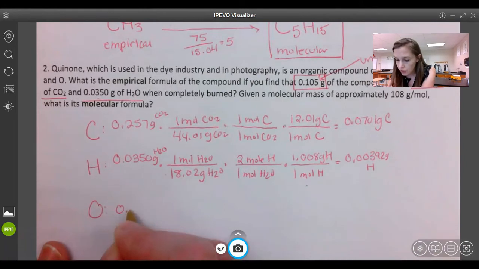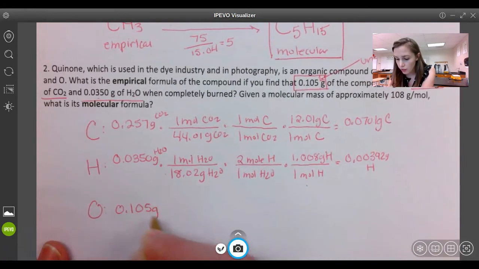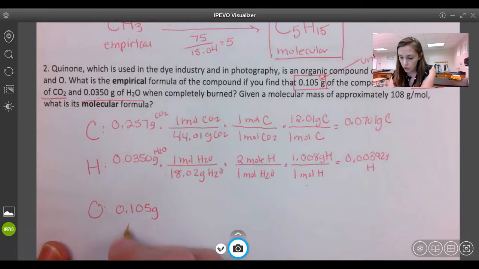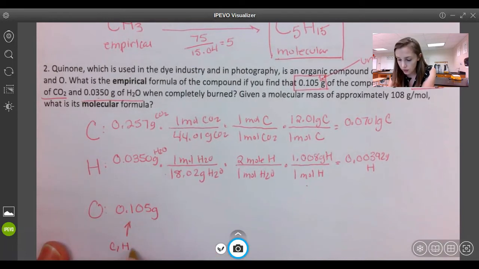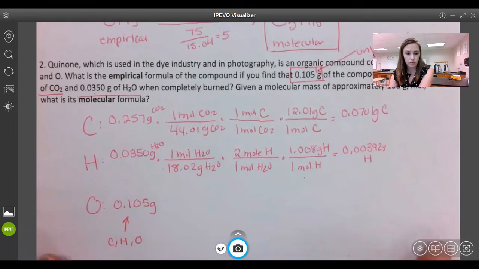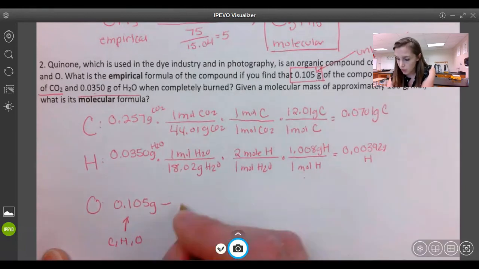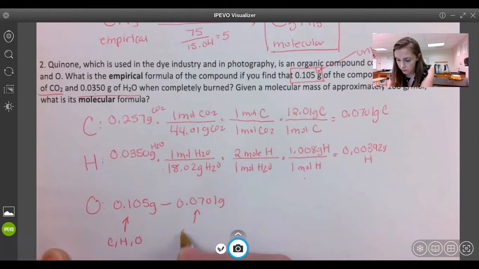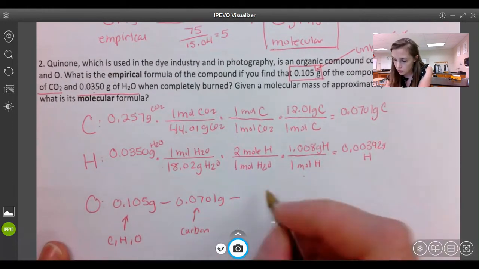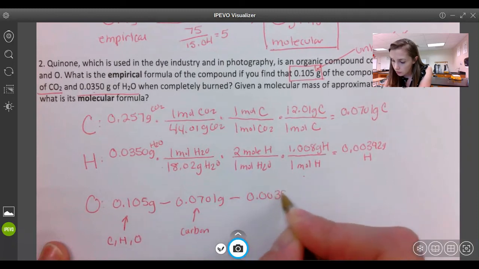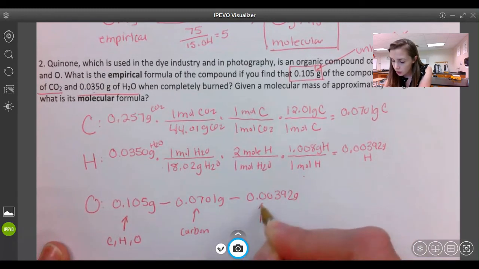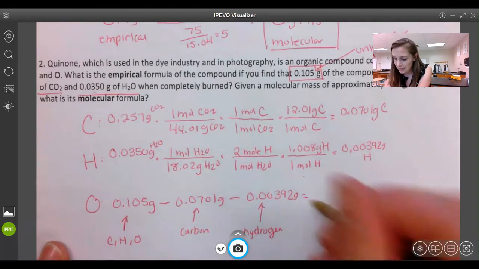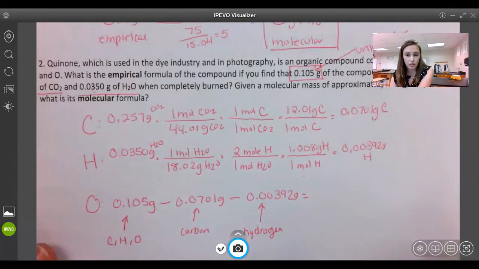Okay, I originally had my 0.105 grams of the whole compound. Okay, so this has your C, H, and O. Okay, I'm going to then subtract out my grams of carbon. So this is my carbon that I found. I'm then going to subtract out my grams of hydrogen, so that what I have remaining is going to be my grams of oxygen.